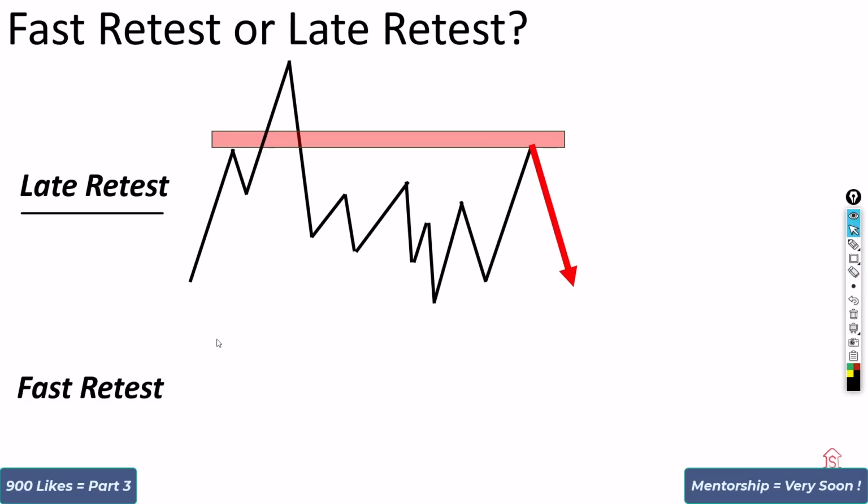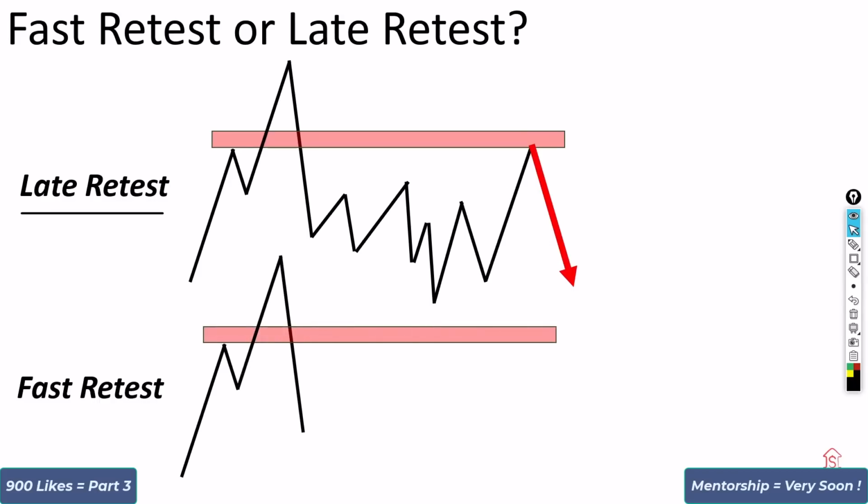But the fast ones, look at this. A, B, C, and then we break. We have the QM level activated. It comes up pretty straightforward. It comes up pretty fast. We check the 3-minute time frame for the confirmation of engulf. We get the trade and boom. This is fast retest, and this is late retest.